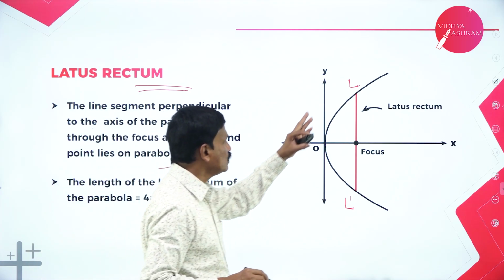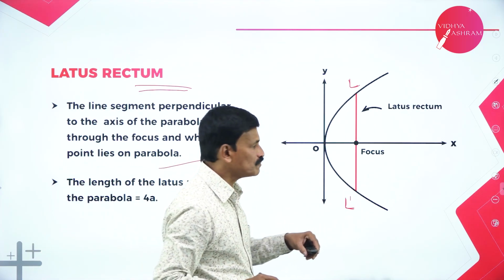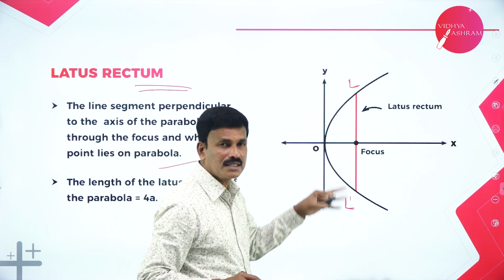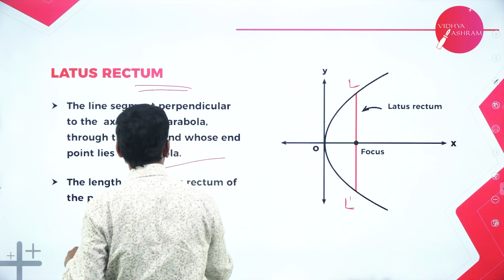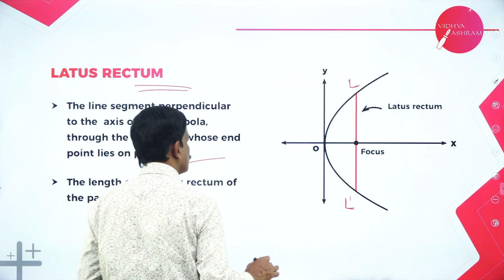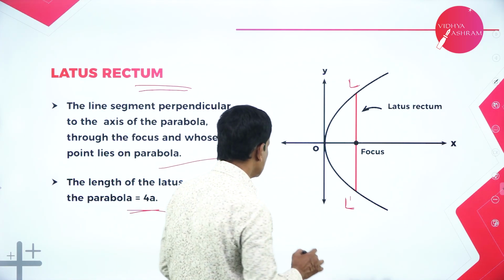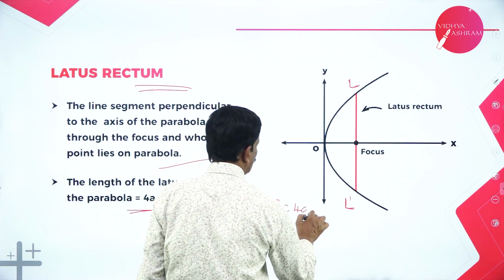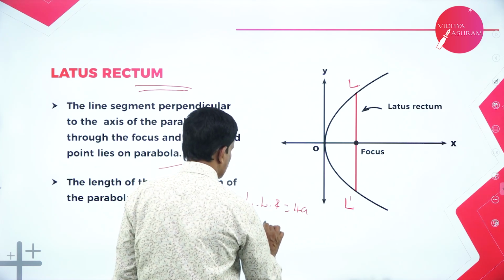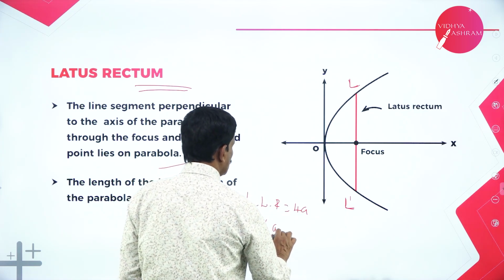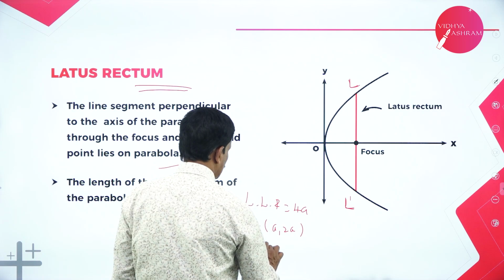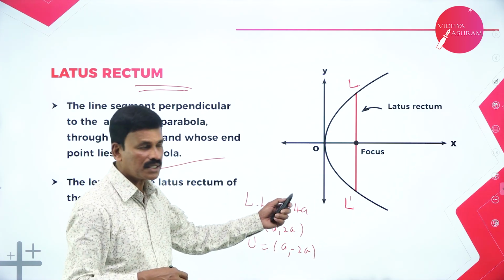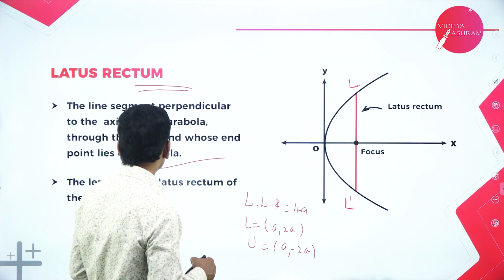So, in the diagram, L L dash is the latus rectum, and the coordinates of ends of latus rectum are L and L dash. The length of latus rectum is always equal to 4a, and the ends of latus rectum in this particular case are L is equal to a comma 2a and L dash is equal to a comma minus 2a. Now, move on to the next.